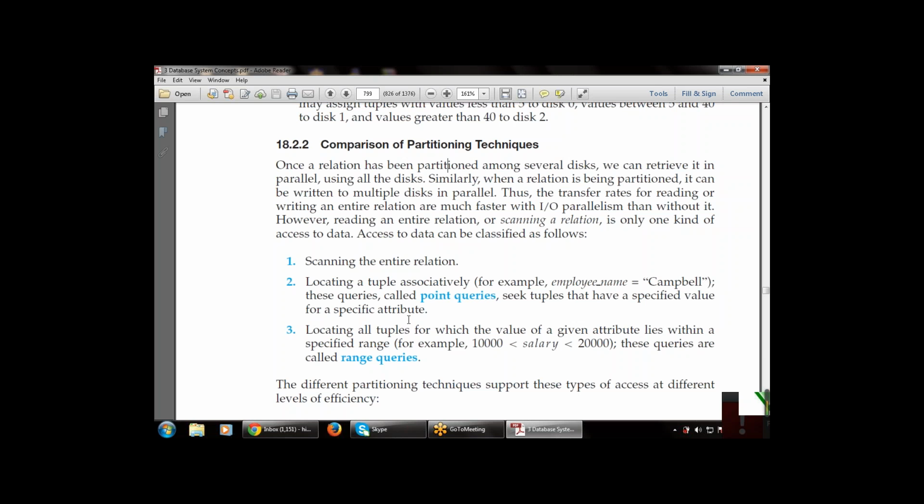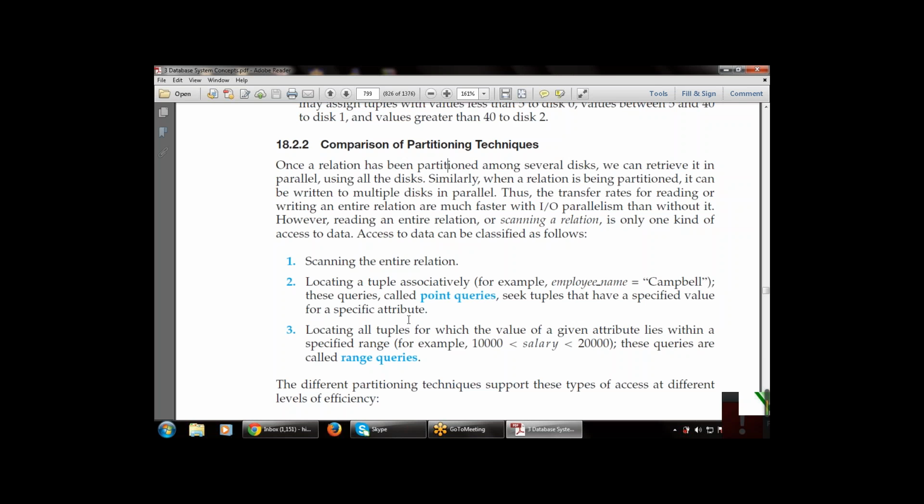So whatever transfer rate is available for reading or writing the entire relation is much faster with input-output parallelism than without it. Whenever we use a parallel system, the input-output processing is faster.